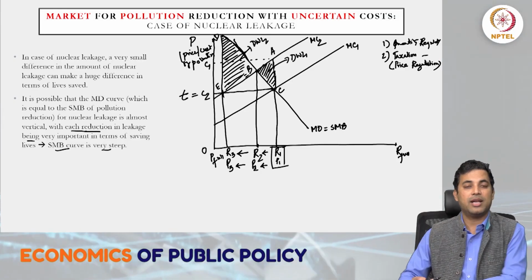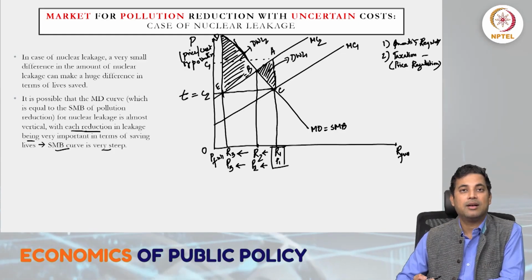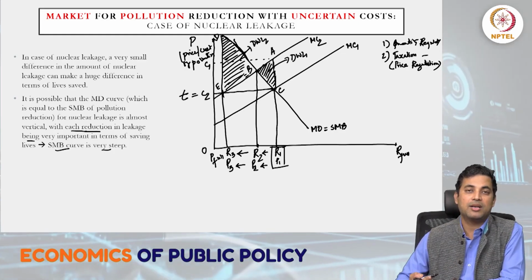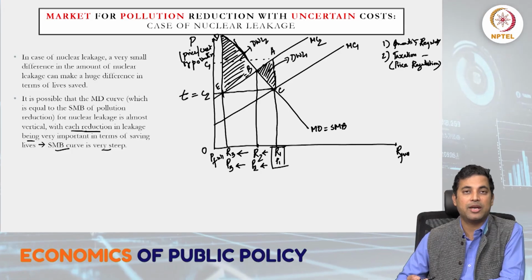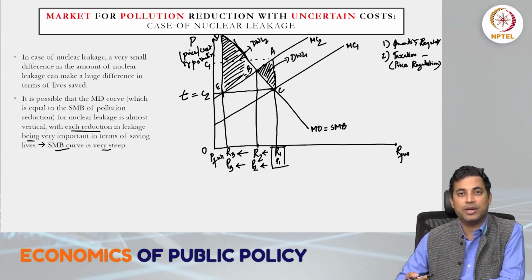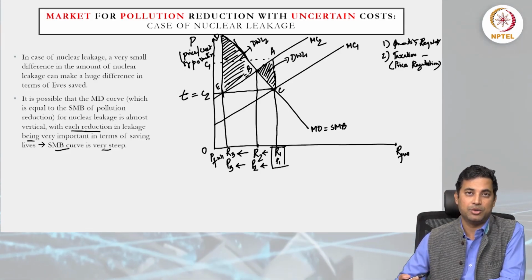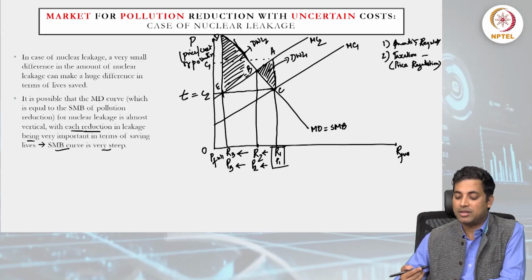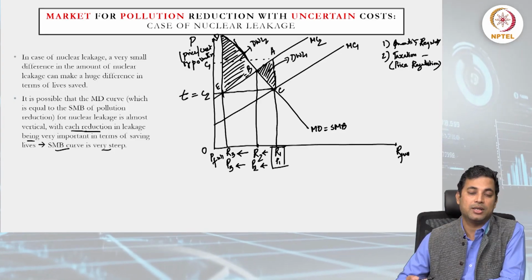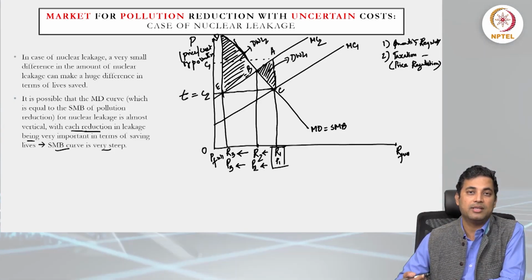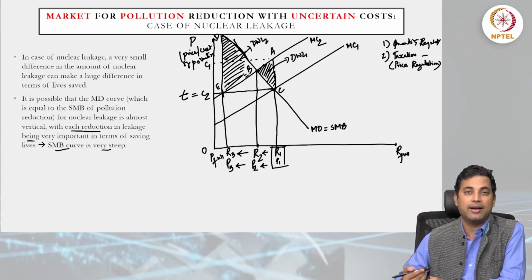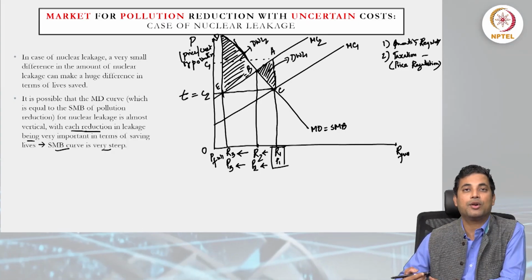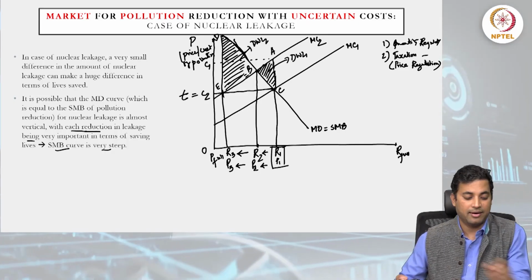So in extreme negative externality cases, it depends on how the marginal damage curve or social marginal benefit looks. It depends on the type of pollution, and accordingly the marginal damage or social marginal benefit curve will be either steeper or flatter, and accordingly the overall deadweight loss will be there.